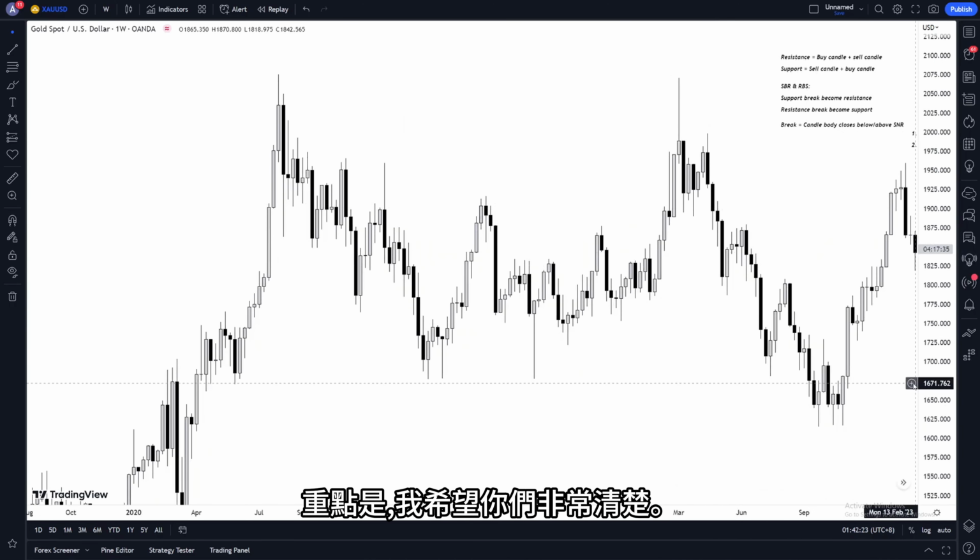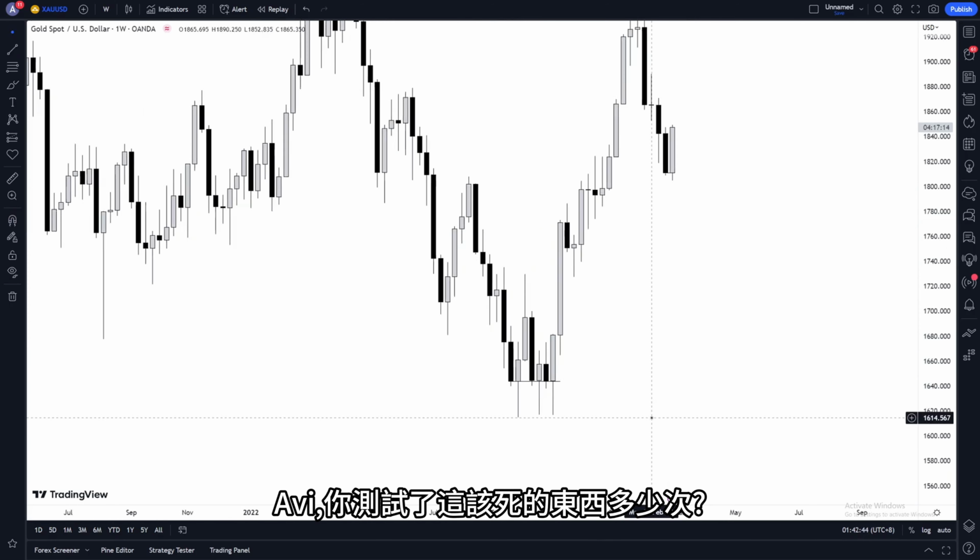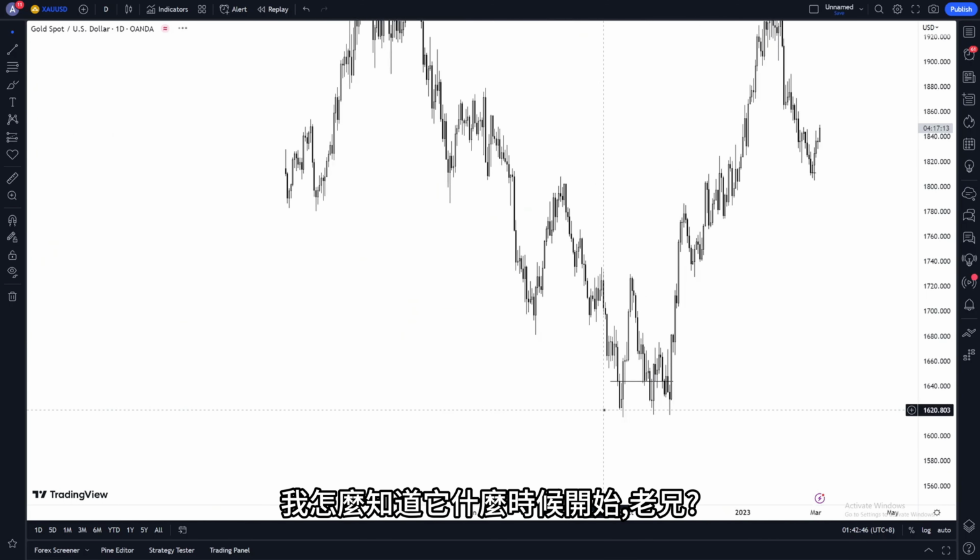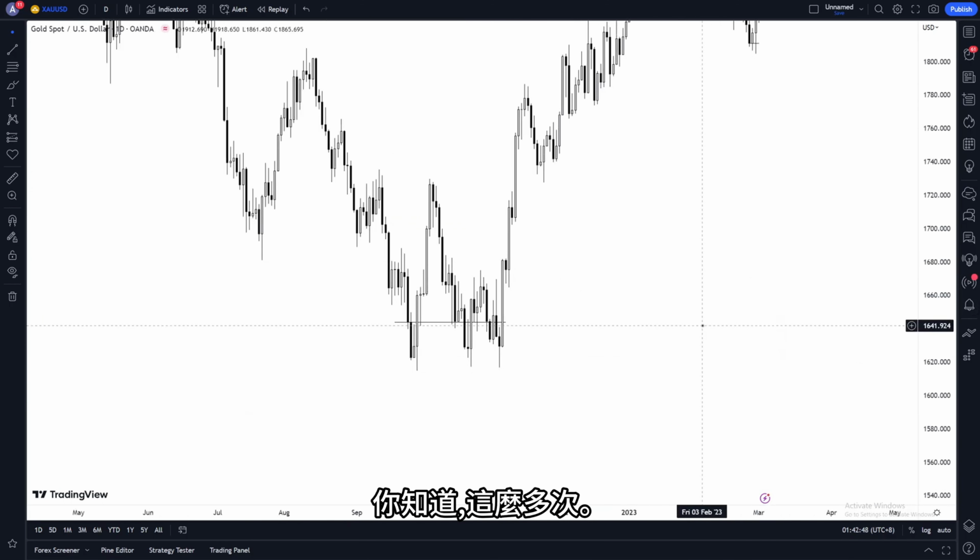Avi, sometimes, you know, it touches and touches and touches, like here. Look, see? Sell, buy, support, you draw. Avi, how many times has it tested the damn thing? How do I know when it starts? It's so many times. Very simple. You guys will have to wait for this video. Just want to put that out there. You guys will have to wait for the intro to storyline. Just wait for this video and I'll show you exactly how a storyline is created.